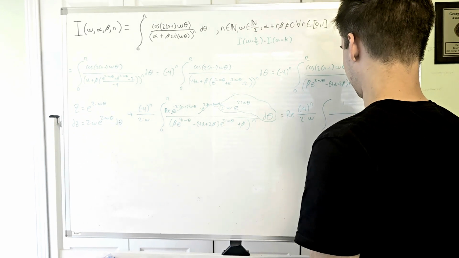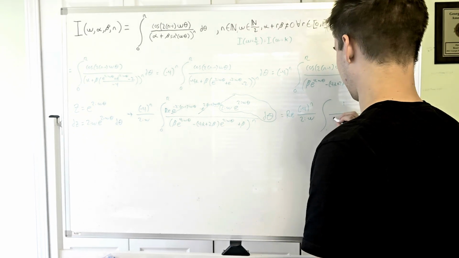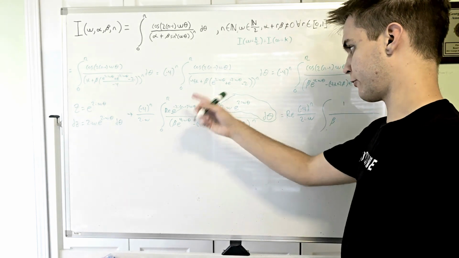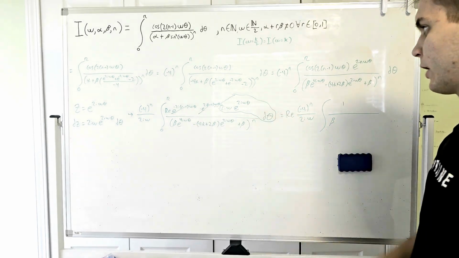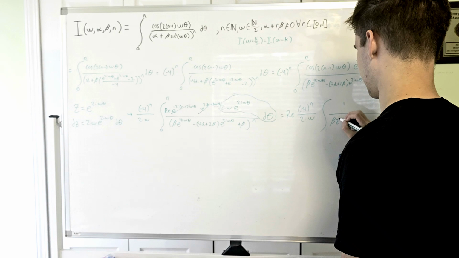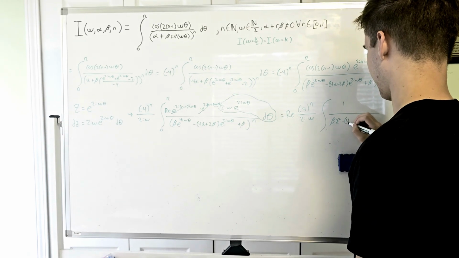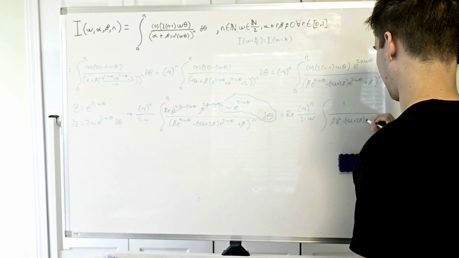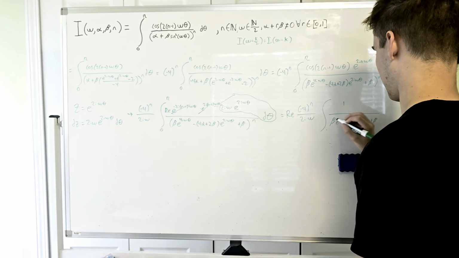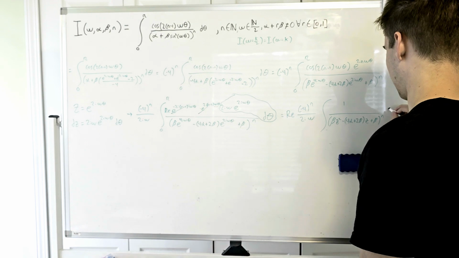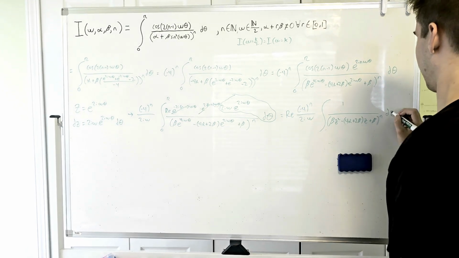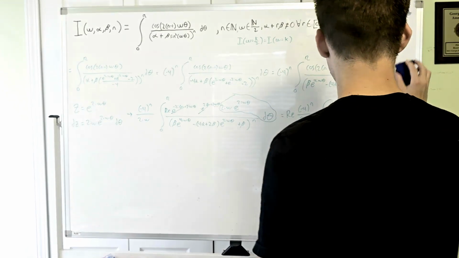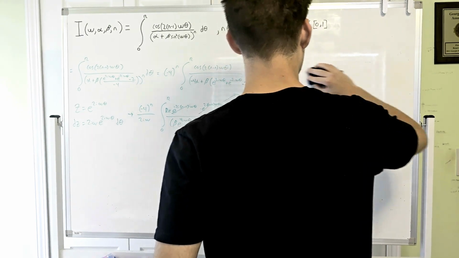Okay, so we just have a 1. And then this is just going to be beta. And then e to the 4i omega theta is just e to the 2i omega theta squared. So this is z squared. We retain our coefficients, still raised to the n, dz.